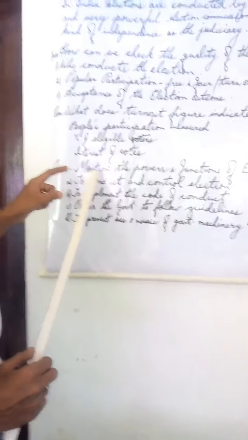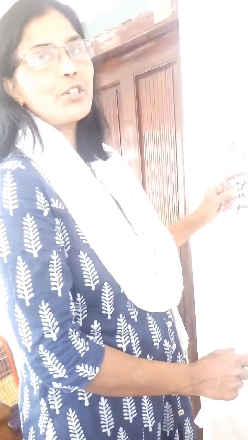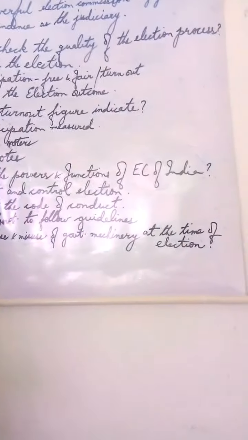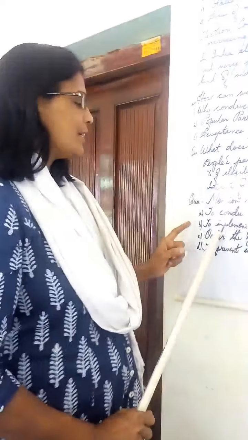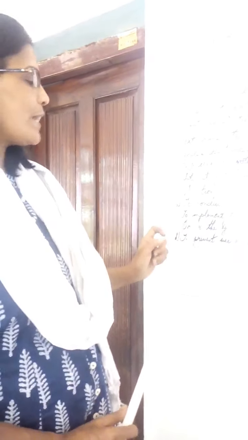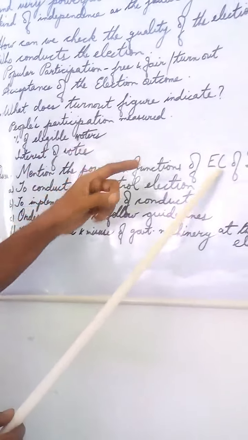Then let us discuss the next question. We are always talking about the Election Commission, which says whether the election is being conducted in a free and fair manner. So we have to discuss the powers and functions of the Election Commission of India. It is the responsibility of the Election Commission of India to conduct and control the election system in India. It also has the power to implement the code of conduct. The code of conduct has to be properly implemented, and this is supervised by our Election Commission.